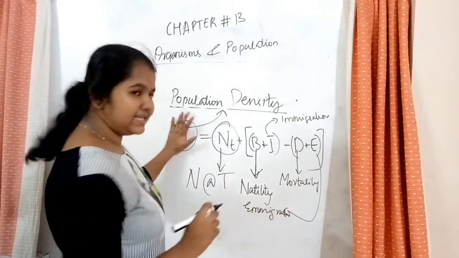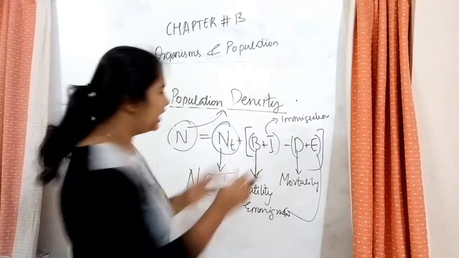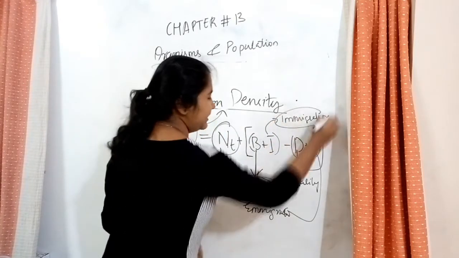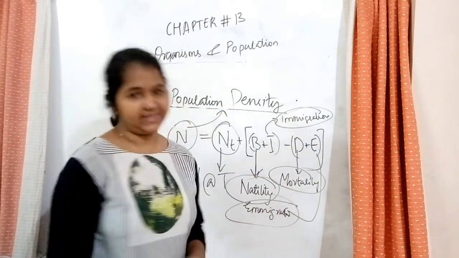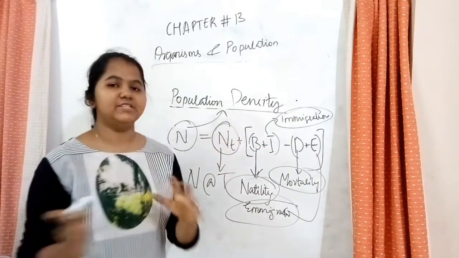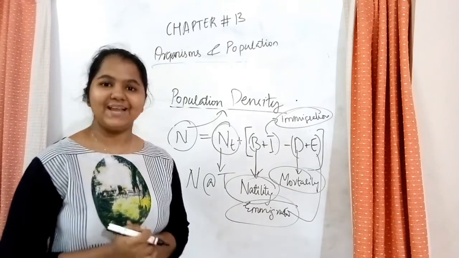So what is this? N is equal to N_t, the population density at that time, plus B plus I, that is what? Natality plus immigration minus what? Mortality plus emigration. So that is population density. This is the equation, and we saw the representation also. Now we are moving on to the last topic. So let's see what that is.